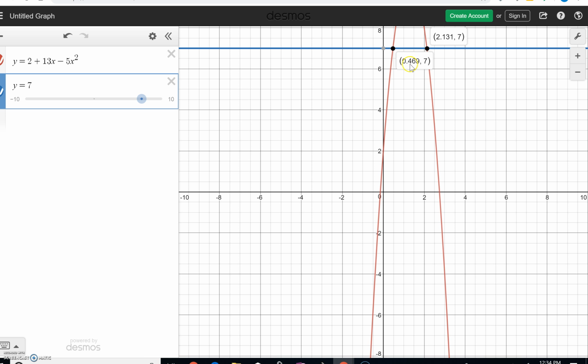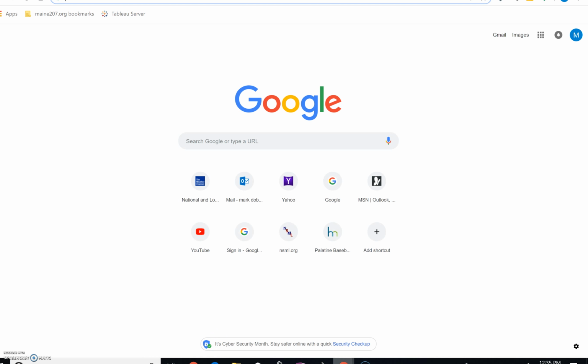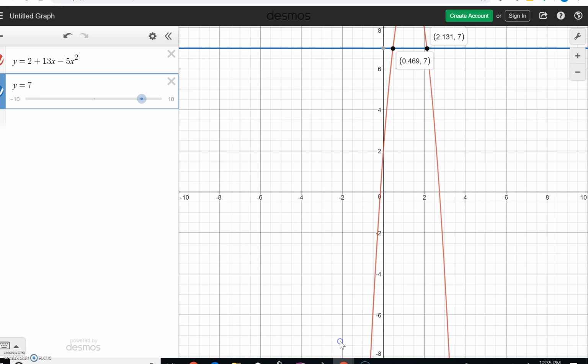But you can see it's 0.469, that would be 0.47 seconds, and 2.13. So we can go back here and say 0.47 seconds and 2.13 seconds. We have to go, of course, to that nearest hundredth. So from here, just looking at where we had just been, you can get your answer so incredibly fast.